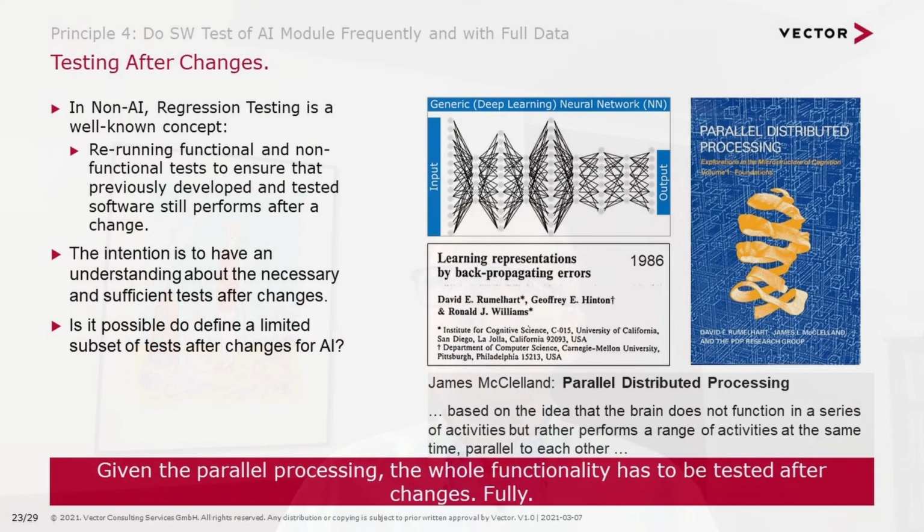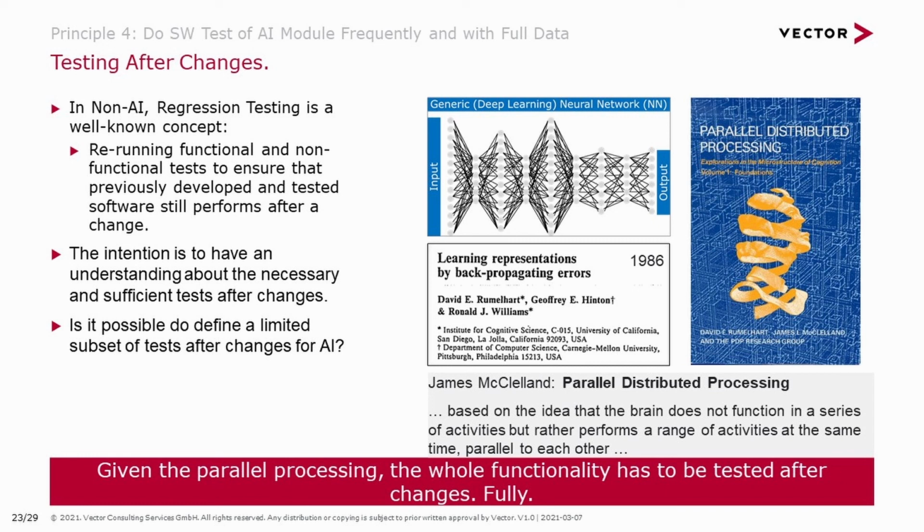The fourth principle: testing after changes. In software development, of course, everybody knows regression testing, meaning that if you make a change, you understand what part of the software you have to test. The intention is not to do a full test of the whole software every time you do a small improvement.